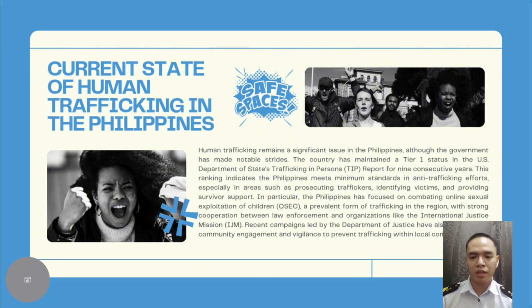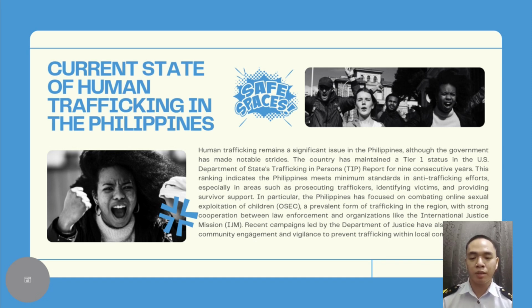The country has maintained a Tier 1 status in the U.S. Department of State's Trafficking in Persons report for 9 consecutive years. This ranking indicates the Philippines meets minimum standards in anti-trafficking efforts, especially in areas such as prosecuting traffickers, identifying victims, and providing survivor support. In particular, the Philippines has focused on combating online sexual exploitation of children, a prevalent form of trafficking in the region, with strong cooperation between law enforcement and organizations like the International Justice Mission.